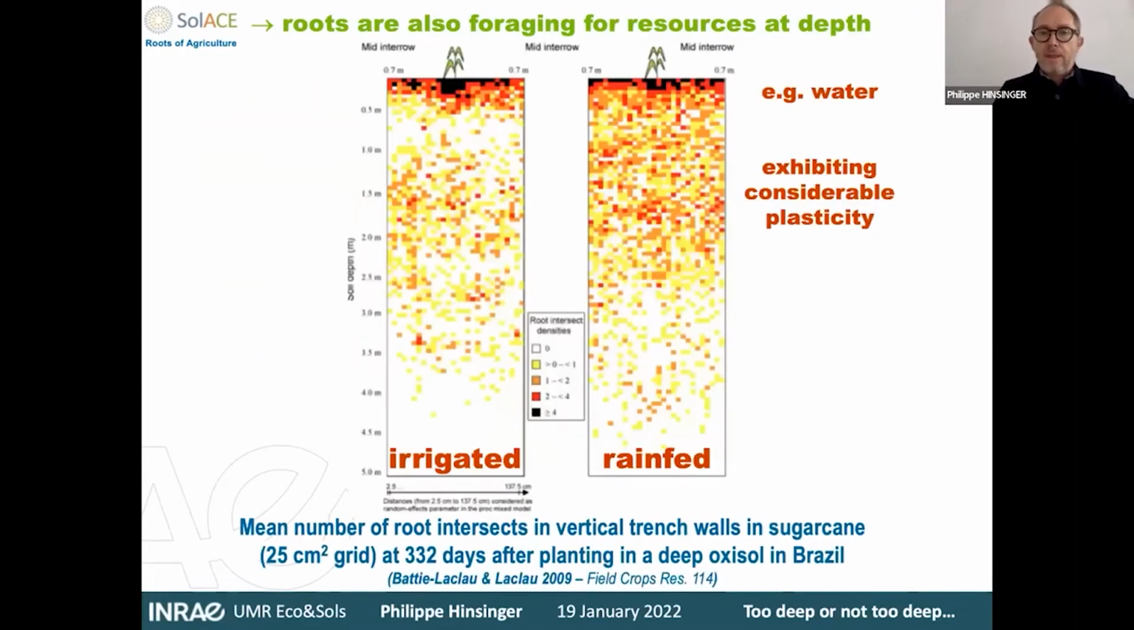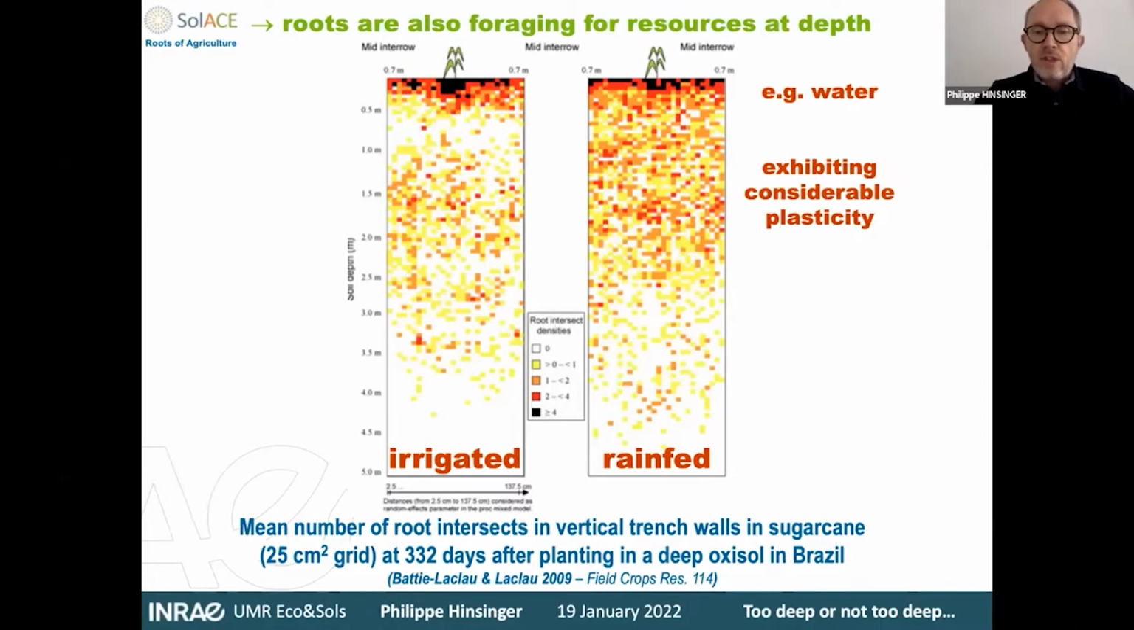Another example here from sugarcane, so it's getting back to the tropics, but showing that in some crops, we are talking about really deep roots. You see on the scale, it's down to 4 to 5 meters depth.